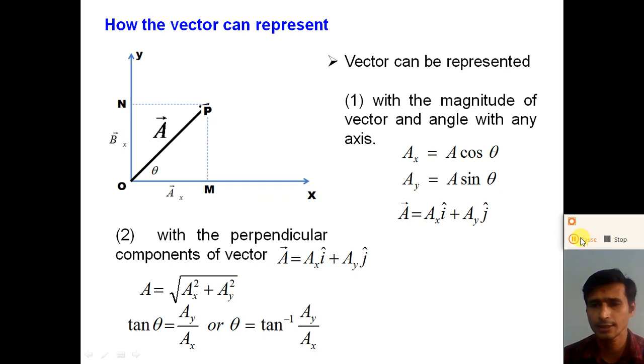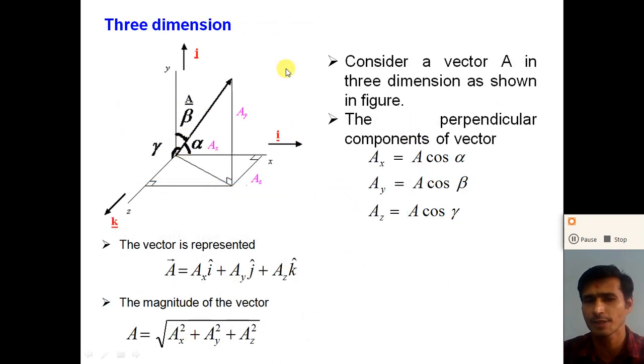So dear student, understand how we convert the magnitude and angle into the component form, and how we convert the component form into the magnitude and the angle. Similarly in 3 dimensions, we can find the components of the vector. Ax is equal to A cos alpha, where alpha is the angle the vector makes with the x-axis. Ay is equal to A cos beta, where beta is the angle the vector makes with the y-axis, and Az is equal to A cos gamma, where gamma is the angle the vector makes with the z-axis.